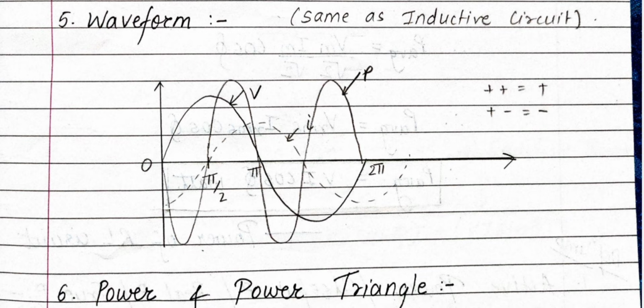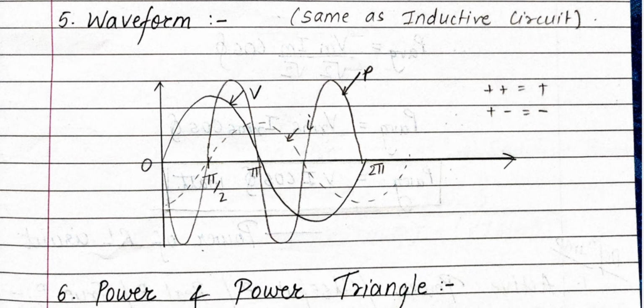So in inductance, the current is lagging behind the voltage by pi by 2, that is 90 degrees. So you have to make it lagging, and you can draw it like I have made in the dotted manner. Then, what is the formula for power? It is V into I, voltage into current.